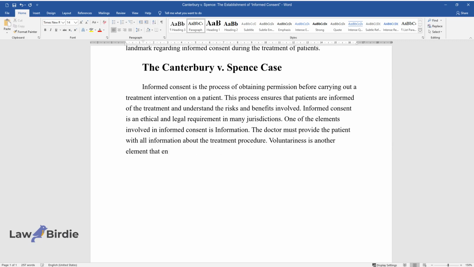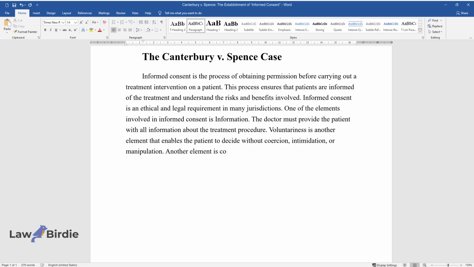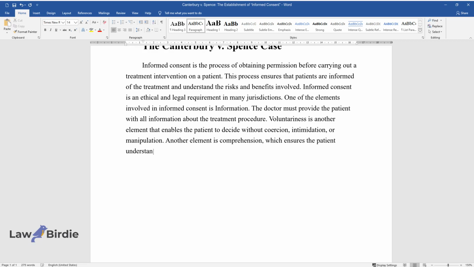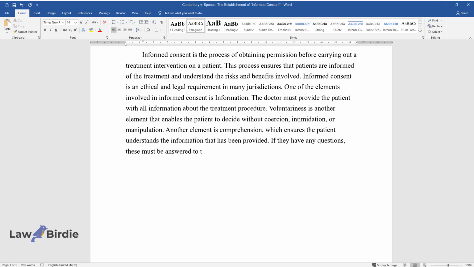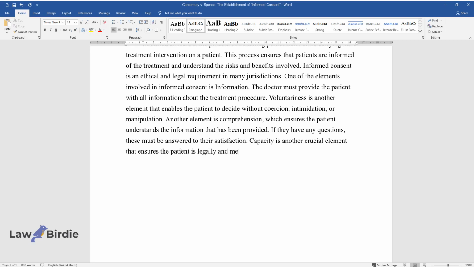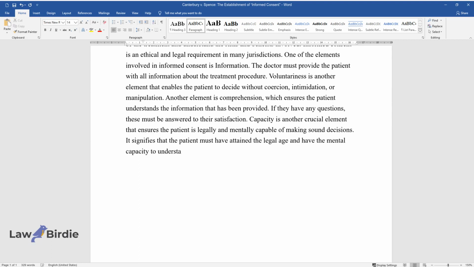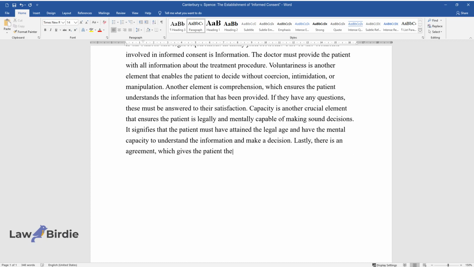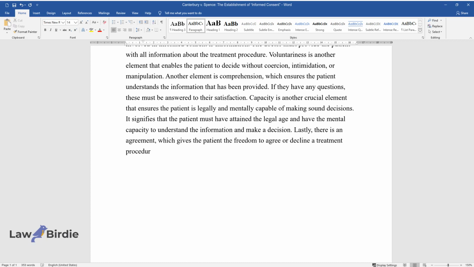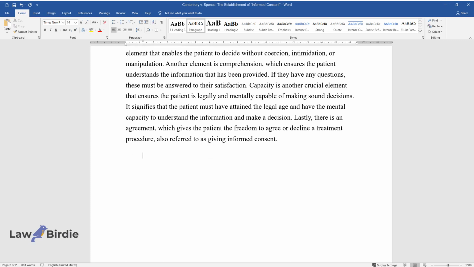Voluntariness is another element that enables the patient to decide without coercion, intimidation, or manipulation. Another element is comprehension, which ensures the patient understands the information that has been provided. If they have any questions, these must be answered to their satisfaction. Capacity is another crucial element that ensures the patient is legally and mentally capable of making sound decisions. It signifies that the patient must have attained the legal age and have the mental capacity to understand the information and make a decision. Lastly, there is agreement, which gives the patient the freedom to agree or decline a treatment procedure, also referred to as giving informed consent.